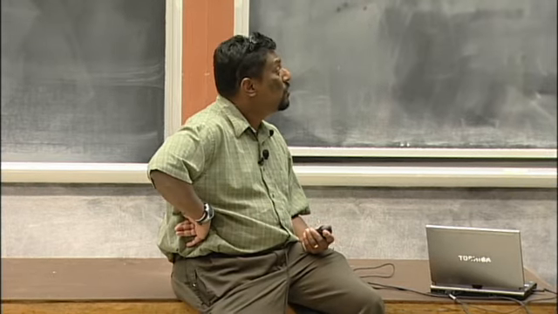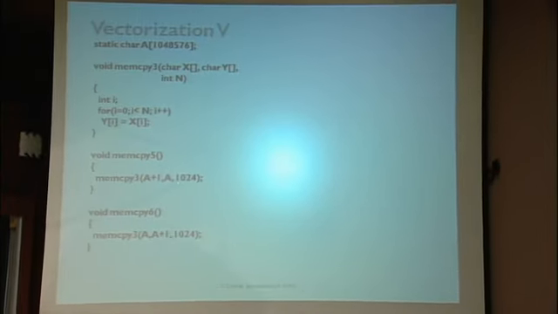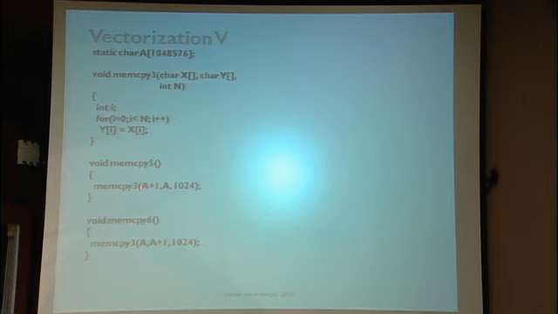I want you to look at this function a little bit. I am doing two mem copies. I am copying 1024 elements. One I am doing with A[i+1], A into, this is x and y, this is x.